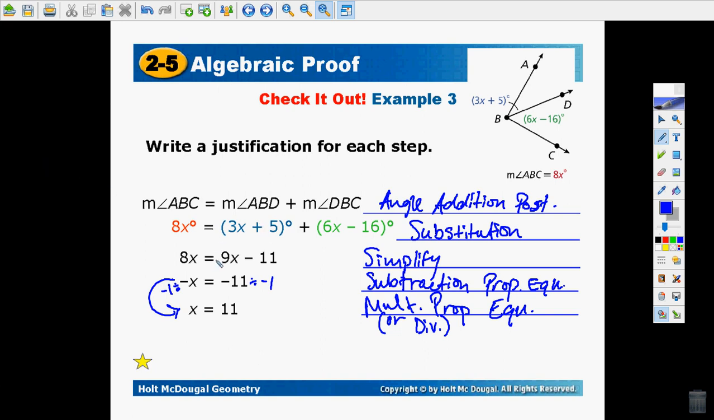Notice how when I subtracted 9x on both sides, they did the subtraction property of equality and the simplify step all in one. They kind of skip that simplify step. When you subtract 9x, it would simplify to negative x, but they don't write it simplified because it's already given in our brain.